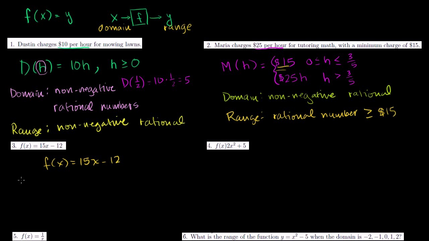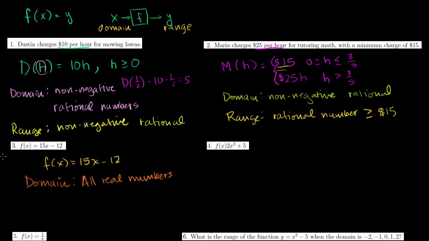So what's the domain here? What's our domain? Well, I could stick any real number x in here, and I'd just multiply it by 15 and then subtract 12. I could put pi there. I could put the square root of 2 there. I could put e there. I could do all sorts of crazy things. So I'm going to say all real numbers. Any real number I put in for x, I'm going to get a legitimate output.